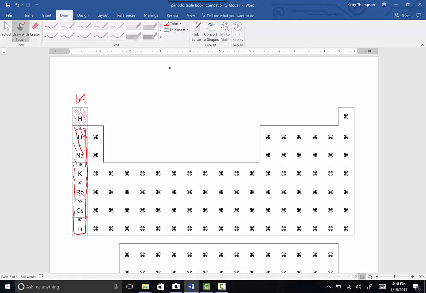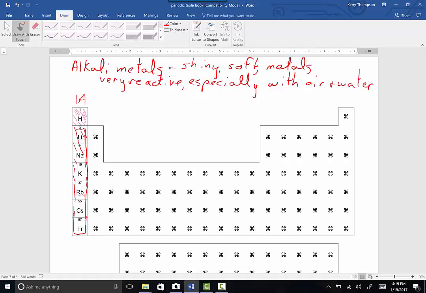Group 1A are the alkali metals. They are shiny, soft metals, which means that you can cut them with a knife. They are very reactive, especially with air and water. Which means that if you're going to handle these chemicals, most of the time you have to have them in a sealed container so that they don't have the opportunity to react with air and water. And you might think, well, air is air, but remember there's always humidity in the air, so there's water in the air as well. And if they do react, they will oftentimes explode. Not always, but some of them do.